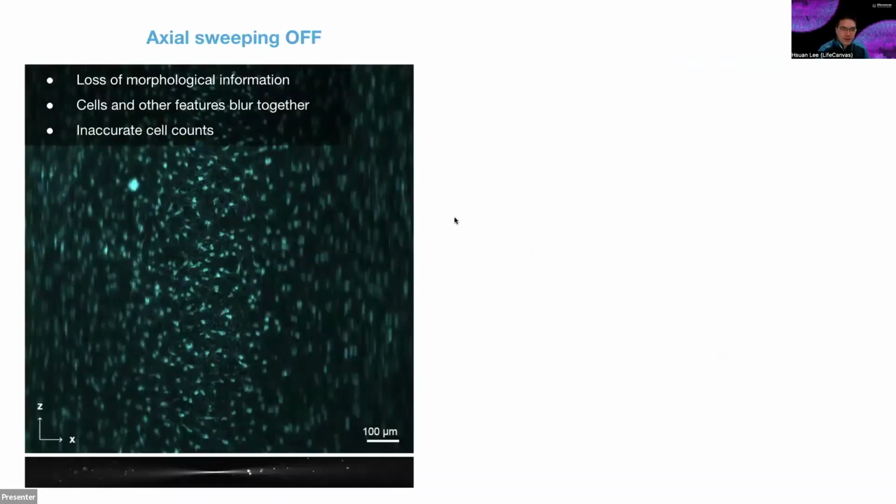So to show you a little bit of the axial sweeping, on the left, this is the XZ cross-section when we turn off the axial sweeping. As you can see, in the entire field of view, only the center has the best axial resolution, while on both ends it's quite blurry with poor contrast, because the light sheet at the center of the field of view is the thinnest, but it's much thicker on the sides of the field of view.